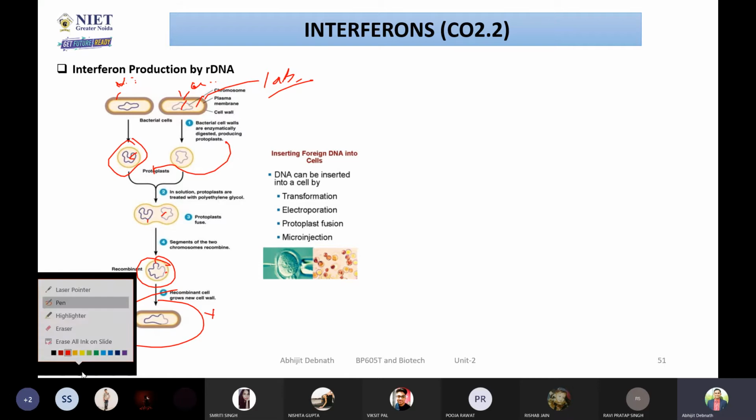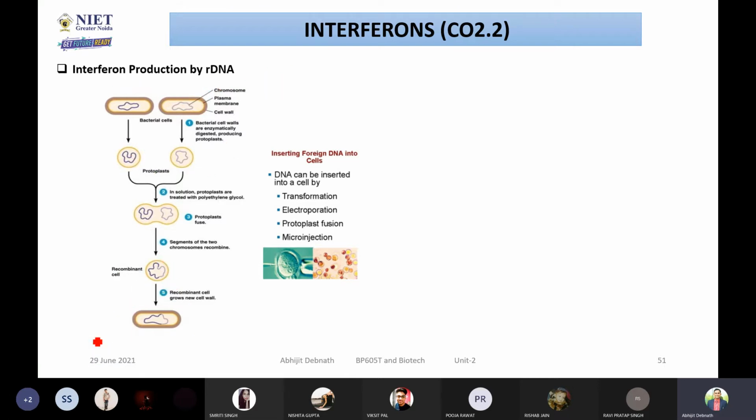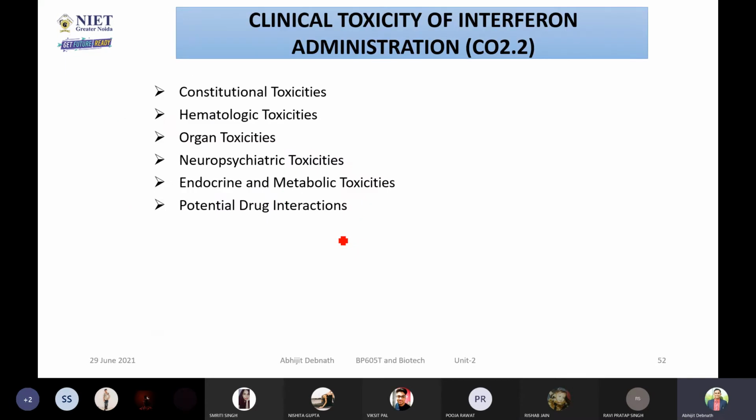So how will you fuse? Here I am telling you the fusing. You can fuse the DNA by transformation, electroporation, protoplast fusion or microinjection. Any of these processes you can follow, and through that you can get the interferon. These are some features which are sometimes observed during clinical administration: some clinical toxicity of interferon.